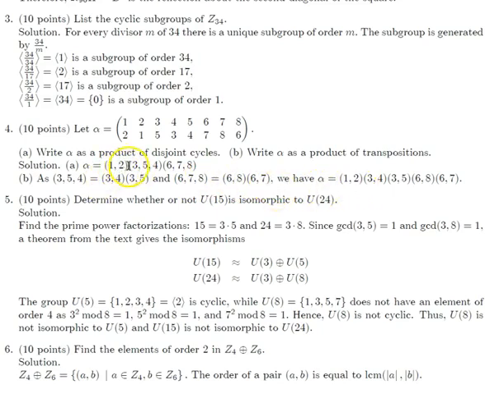One, 2 is already a 2 cycle, and we replace each of these 3 cycles with these products of 2 cycles, and we obtain alpha written as a product of 2 cycles. 2 cycles are also called transpositions.